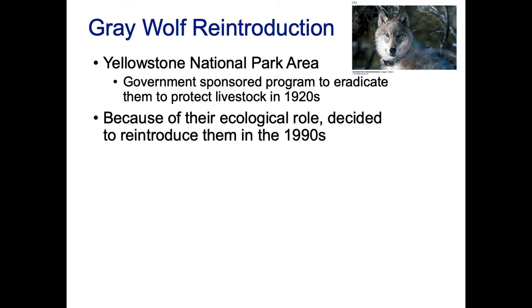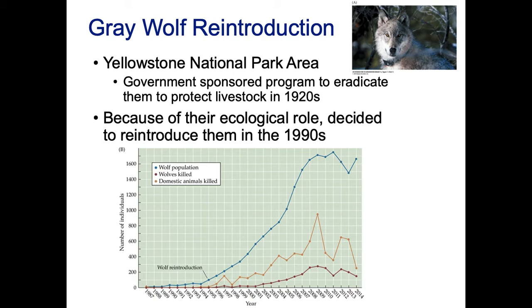So wolves, we've talked about keystone species and how predators sometimes act as really important keystone species. Gray wolves are one of these, and because of their ecological role, the national park decided to reintroduce them in the 1990s. This shows a graph of the wolf population and the number of wolves killed and the number of domestic animals killed.